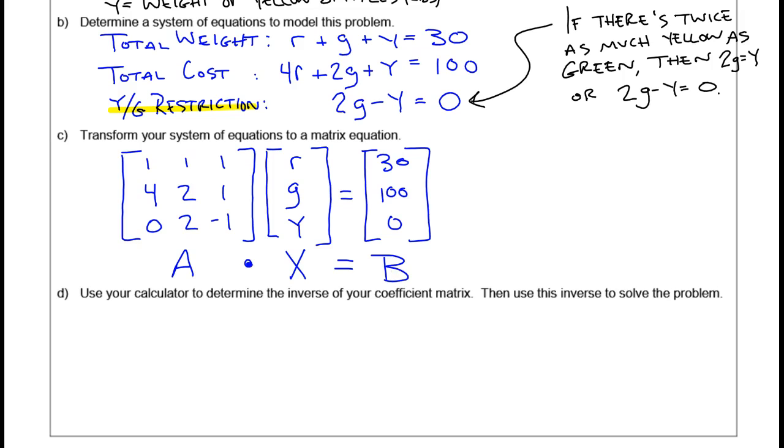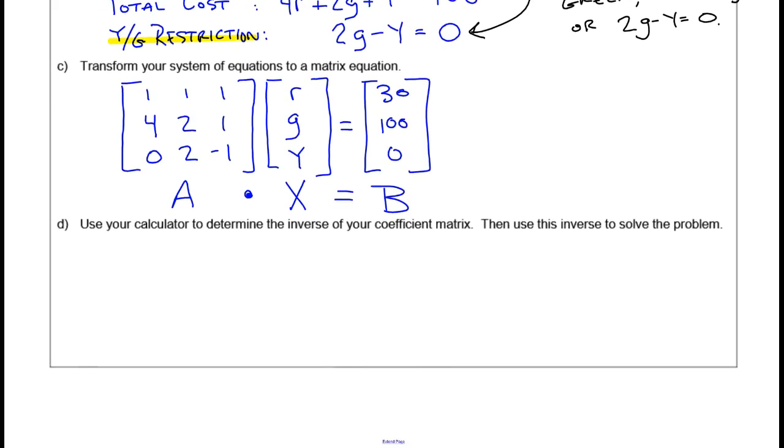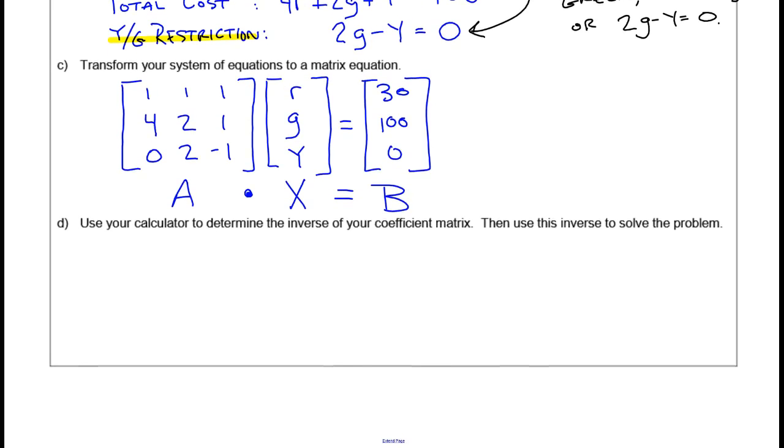Folks, the hard work is done. Setting up that system of equations, transferring the word problem into algebra, is the hard part. The next part is we're going to use our calculator to determine the inverse of our coefficient matrix, and then use that inverse to solve the problem. Well, what do I mean by solve the problem? We're going to have X equals A inverse times B. And from your calculator, you should be able to get A inverse. I'm going to go ahead and write it out for you right now.